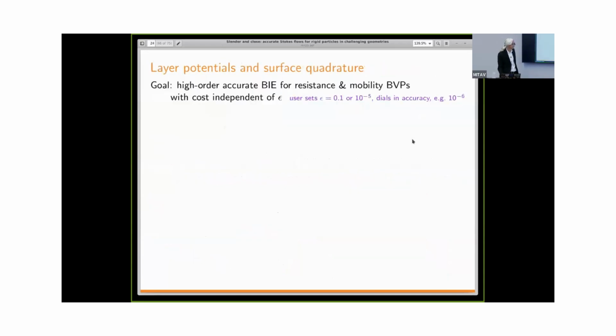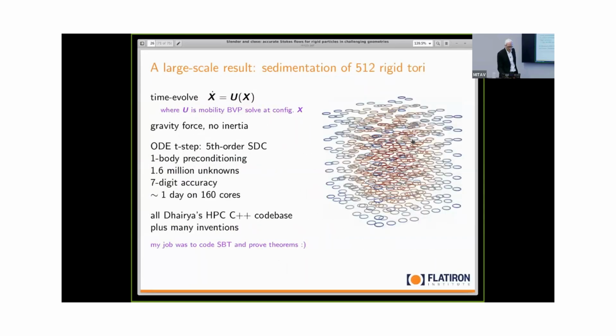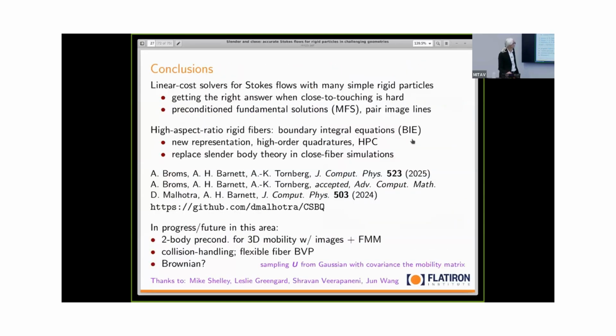All right, so I'll finish up with this conclusion slide. I've shown you some linear cost solvers, meaning linear in the problem size, for Stokes flows with lots of simple particles. Using MFS, it's hard to get things right when things get close, lubrication. But we did this image line idea.